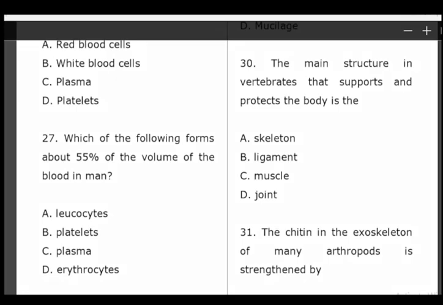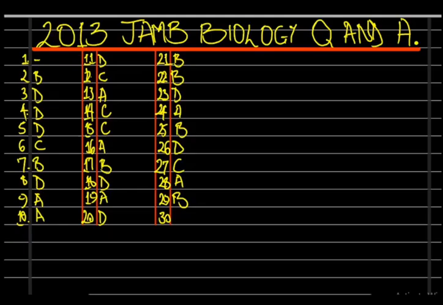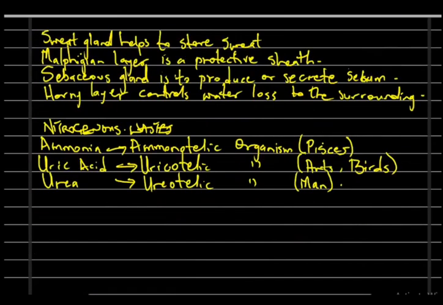The main structure in vertebrates that support and protect the body is the A. Skeleton, B. Ligament, C. Muscle, D. Joint. Now, it is the skeleton, because the skeleton is a rigid framework that gives shape, rigidity, and support to the body of an organism.